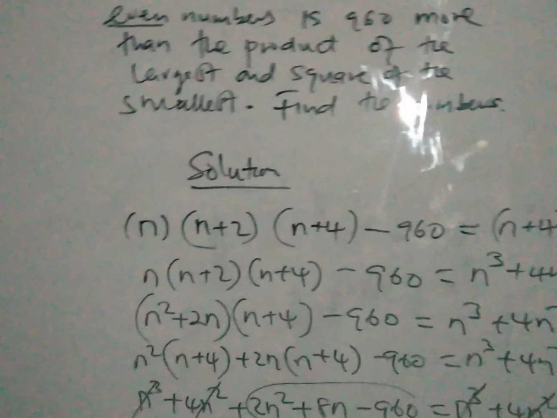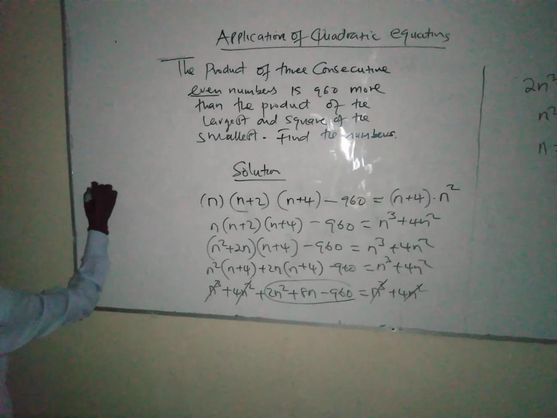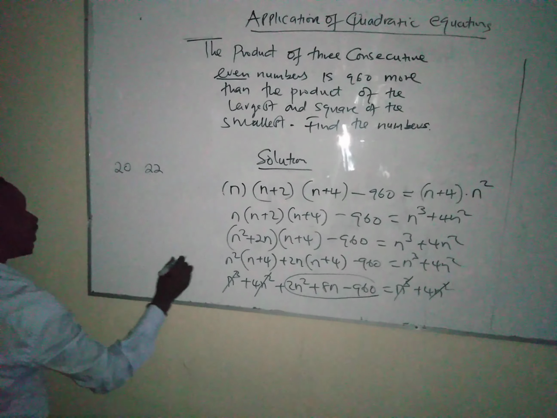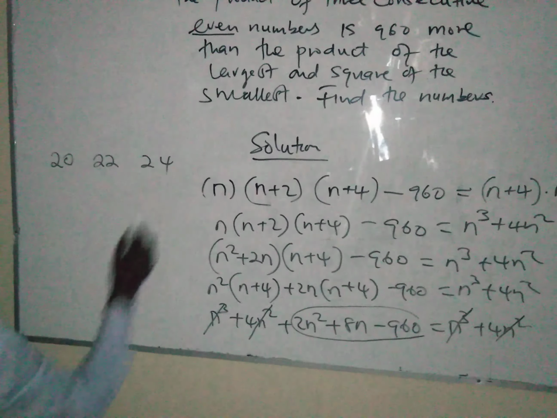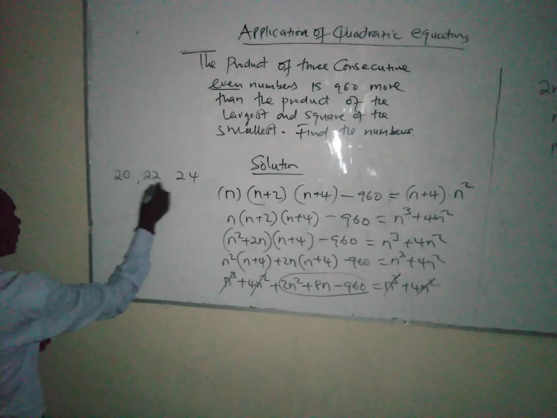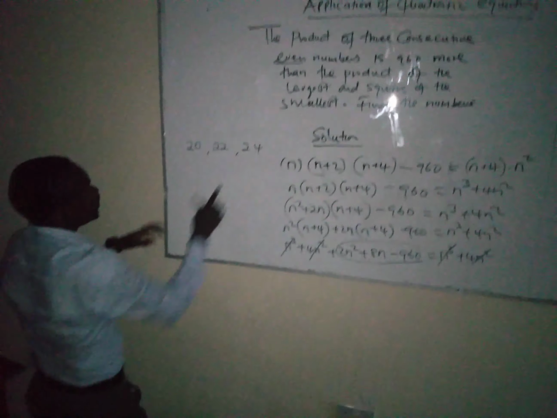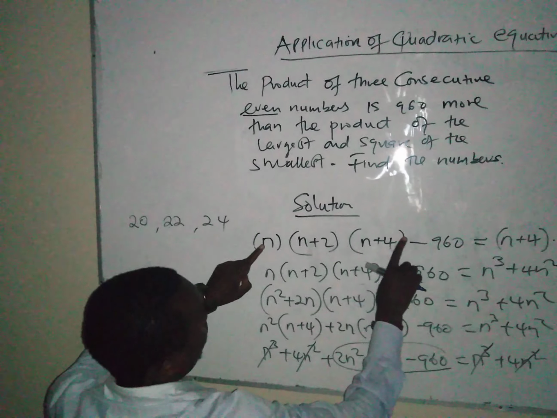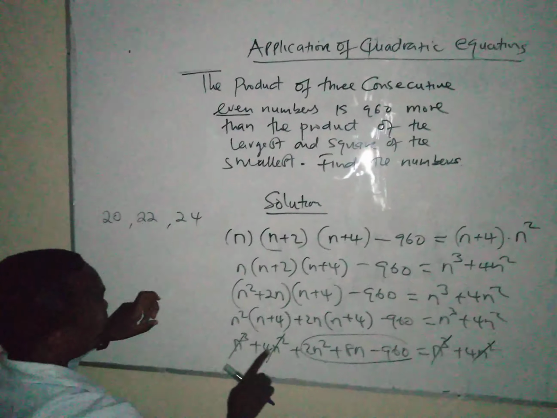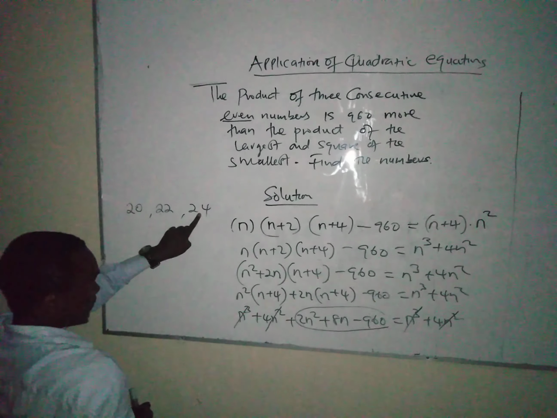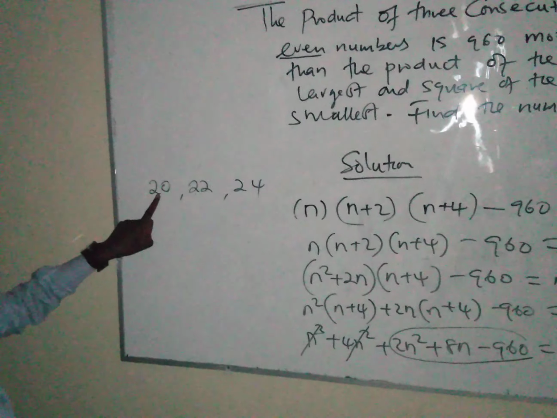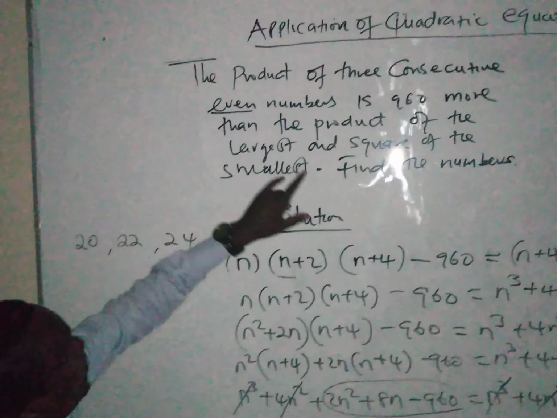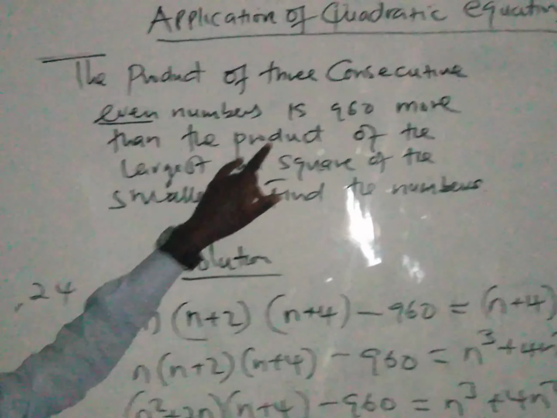So the numbers are, if we take the positive value of n, 20 as our first number, then 20 plus 2 gets 22, and 20 plus 4 gets 24. Alright, so those are the consecutive even numbers, which when we multiply them, that is the first, second, and third, and then subtract 960, the answer is going to be equal to the largest number times the square of the first number. So it is always important to learn how to come up with that equation using the piece of information that you're told.